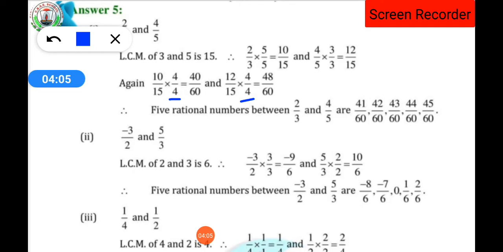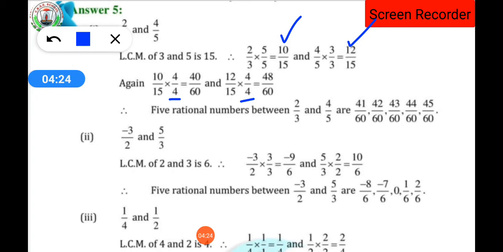Okay, so we are going to multiply the numbers which we had converted as like terms, that is 10/15 and 12/15, with the same number, that is 4/4. And 4/4 will be multiplied with 10/15 and 12/15 respectively to get the 5 rational numbers.